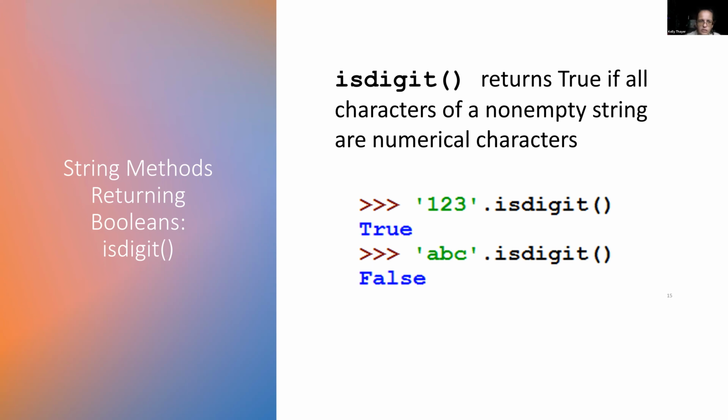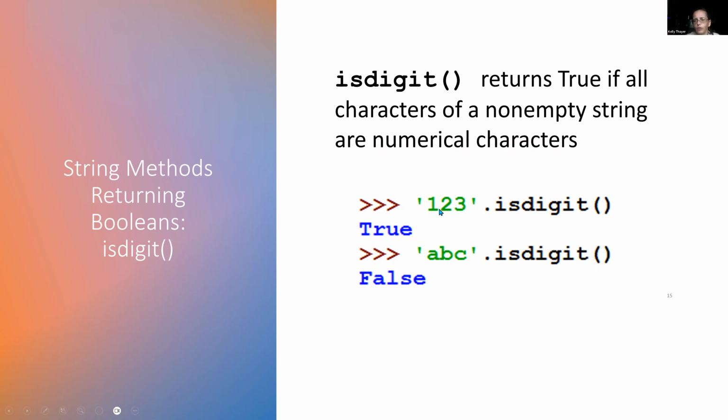So here's one of our first string methods. There are a number of them that return Booleans. These ones you can think of as asking a question, and you can recognize them because they begin with is. So isdigit is asking a question: is this a digit? It will return true if all the characters of a non-empty string are numerical characters.